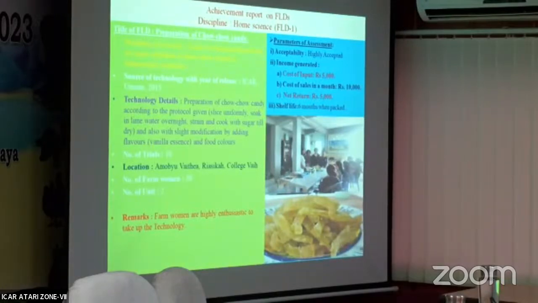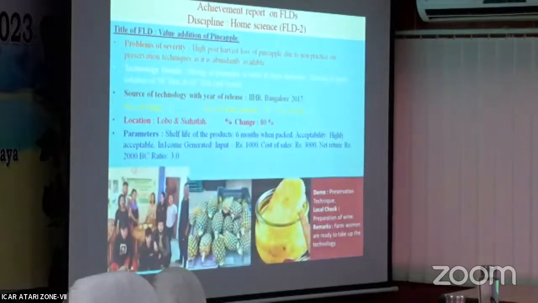These are some of our achievement reports in home science. Preparation of chow chow candy. Chow chow is abundantly available in our district. So our home scientist took up this candy making, and people prefer it, and it is really good for income generation.